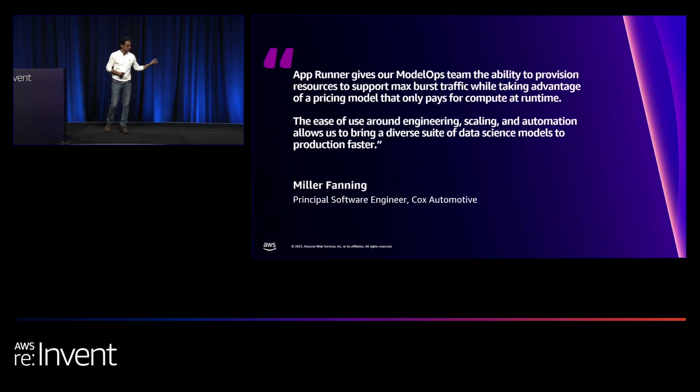And this is the verbatim feedback that we got from their principal engineer. And it really nails down both of these problems for them. To summarize, they were able to run their model APIs at scale in a very cost-efficient manner, and they were able to do so in a highly performant and very agile way. So that was Cox Auto for us.